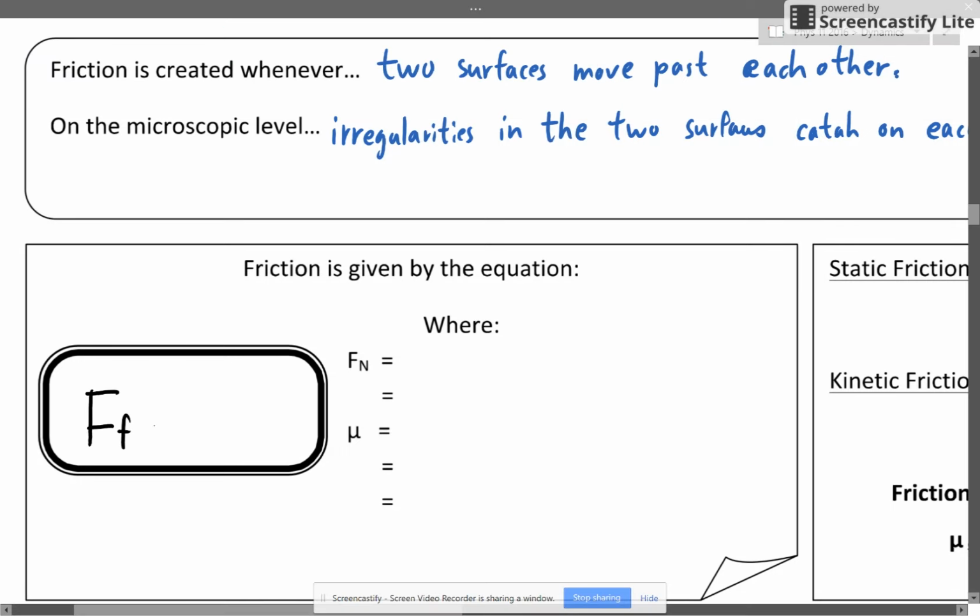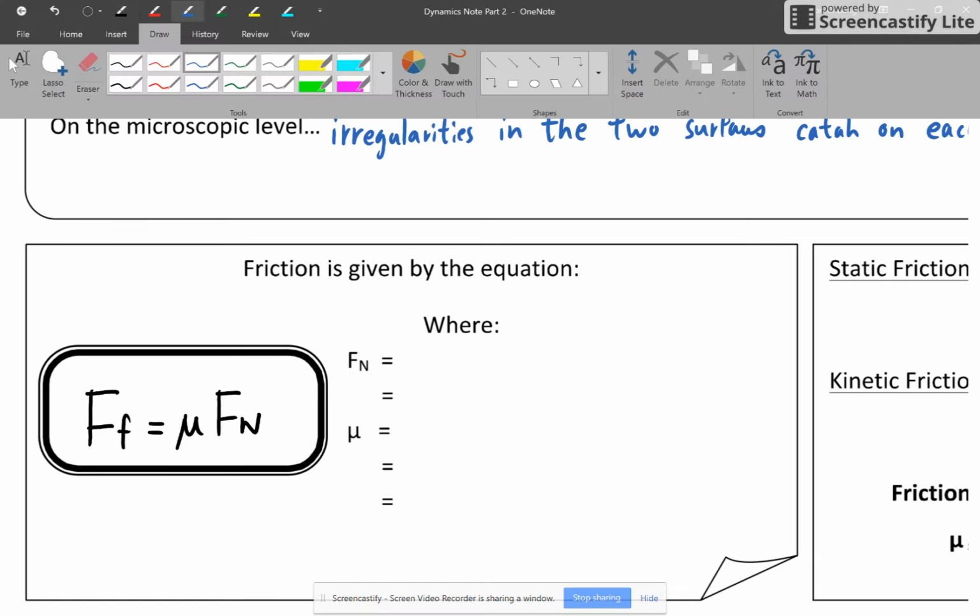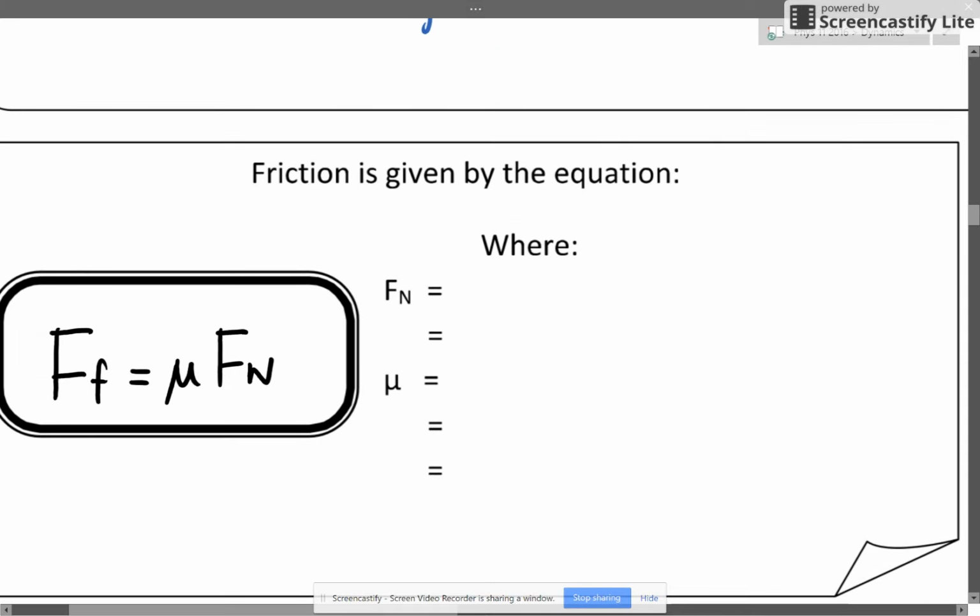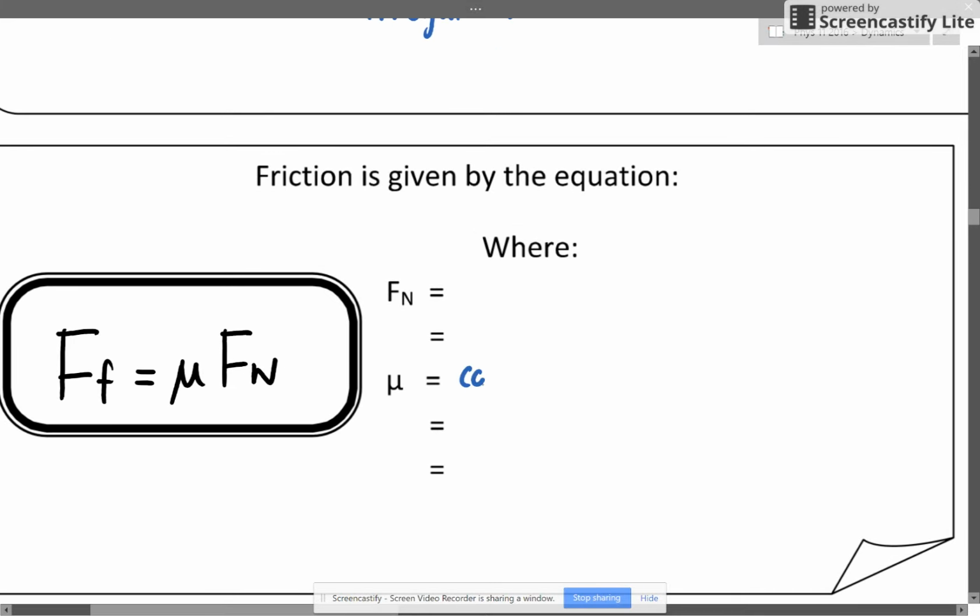So force of friction depends on mu Fn. Now, this character, which is a Greek letter, mu. Okay, so let's talk about that in here first. This character is called mu. That is called the coefficient of friction. Now, that is a number. It has no unit. So this is a number that is measured.